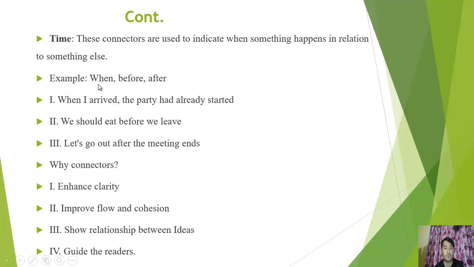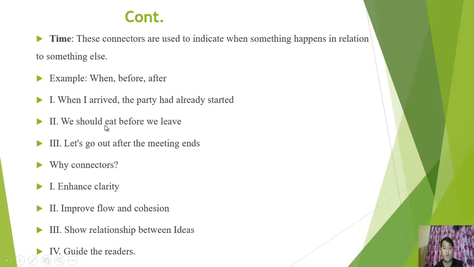Firstly, let us go through how "when" is used in a sentence. "When I arrived, the party had already started." So when she reached, the party had already started. It indicates when something happens in relation to something else: the moment she arrived, the party had already started. So this is how the connector "when" is used in a sentence.